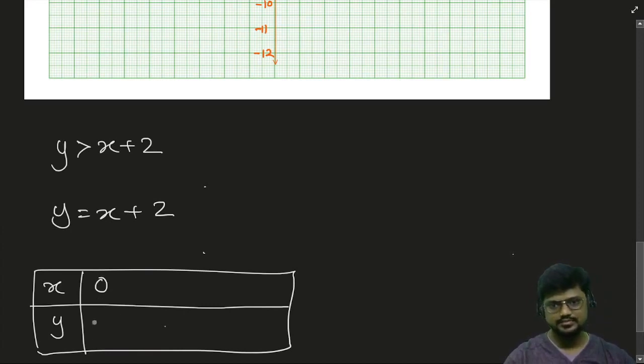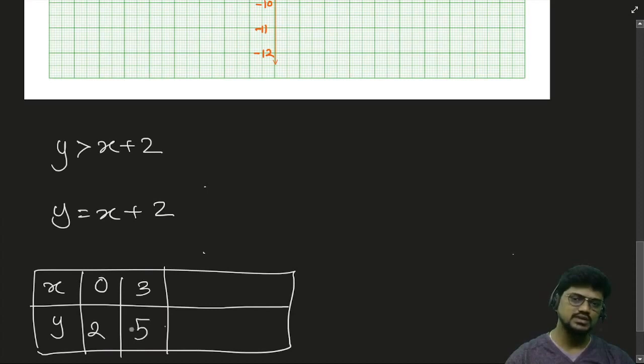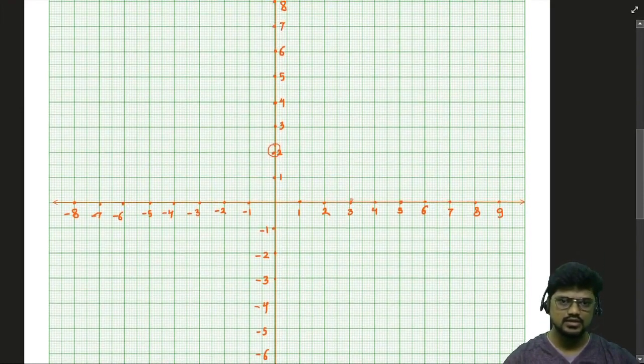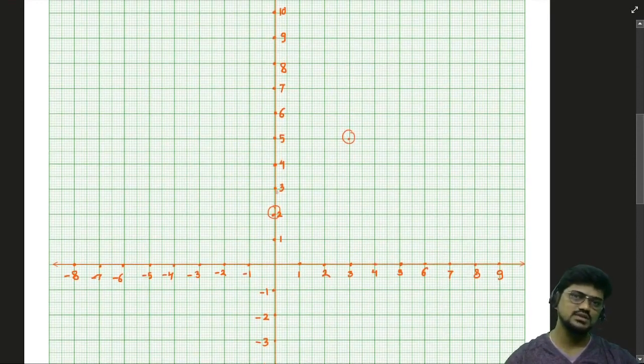Next, if I put the value of x as 3, then the value of y will be 5, right? You can take these 2 points and plot them: 0, comma 2 and 3, comma 5. 0, comma 2 will be somewhere over here, and 3, comma 5 will be somewhere over here. So you can plot this line now.